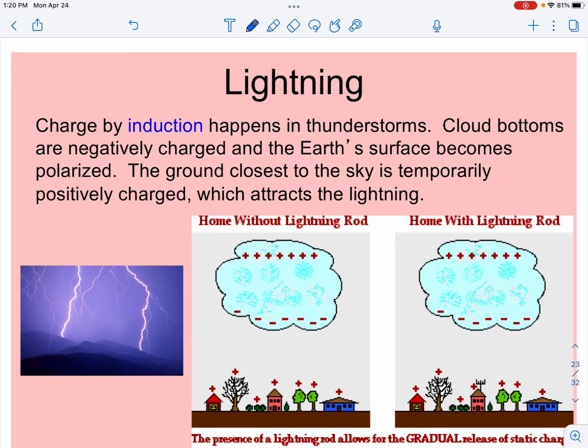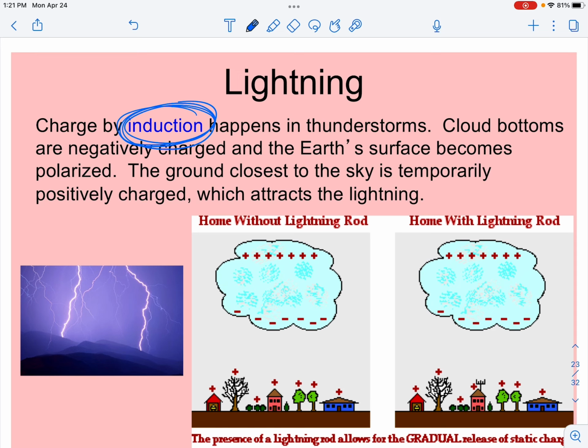All right, lightning is an example of induction. That needs to be noted in your notes. It needs to be understood for test purposes. Lightning is an example of induction.